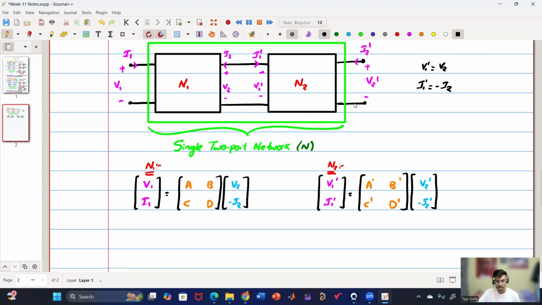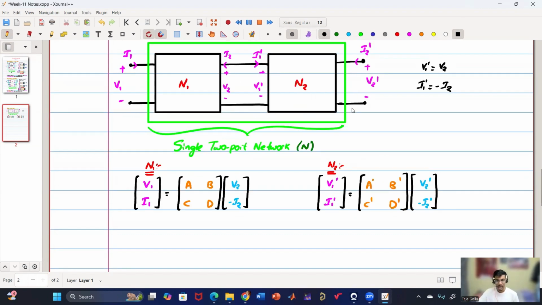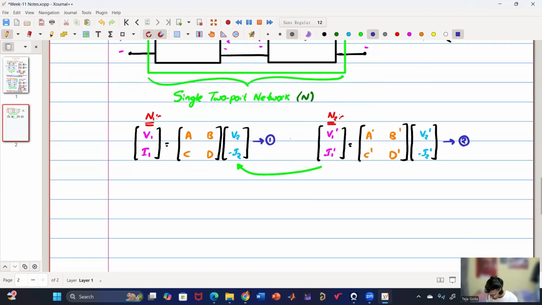Yes, sir. Okay, so now what we are going to do is, we know that V1 dash is equal to V2 and I1 dash is minus I2. So I'm going to substitute the equation. Let us call this equation 1 and let us call this equation 2. So substitute equation 2 in equation 1.